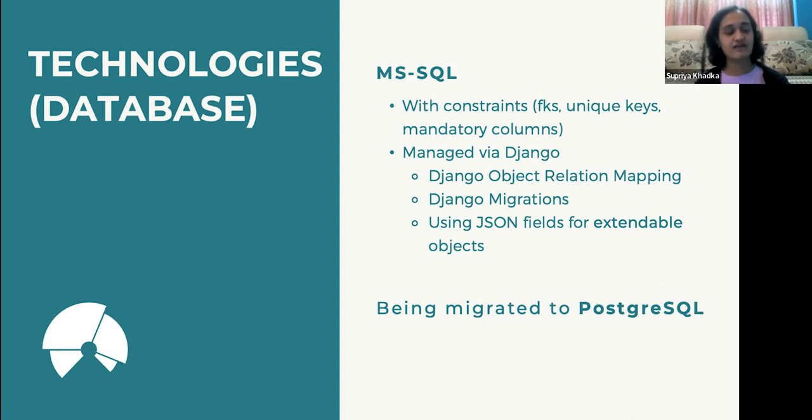And then we have a third technology, database. The openIMIS uses MS SQL with constraints like foreign keys, unique keys, mandatory column. This database is managed via Django using Django object relation mapping, Django migrations, and also uses JSON fields for extendable objects. Currently, the software is being migrated to PostgreSQL.